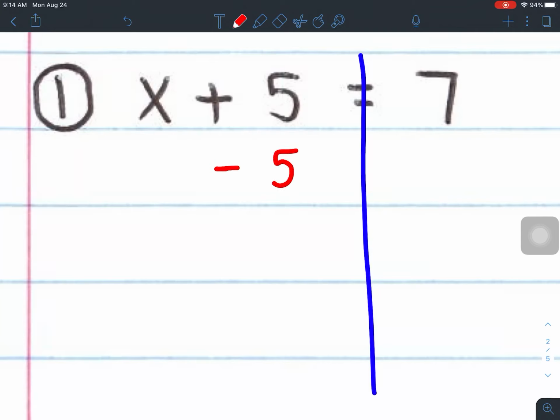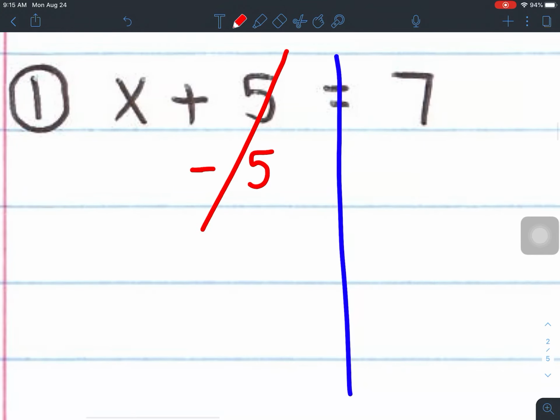Now, what happens when I subtract 5? Well, 5 minus 5 is 0. So it ends up canceling. It goes away. I've gotten rid of it. So is that it? Do I just do that? No. In order to keep an equation balanced, I must do the same thing to the other side. So I also have to subtract 5 from the other side as well.